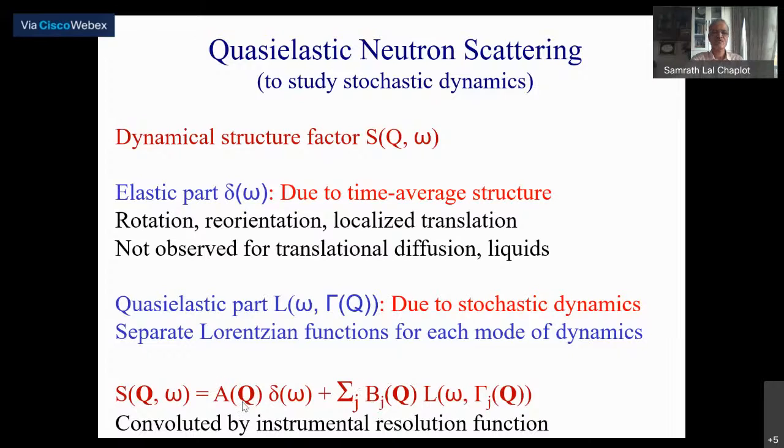So the fit will give you the coefficient of the elastic scattering. It will give you the half width at half maximum of the Lorentzian function, and also its corresponding amplitude. And there could be several Lorentzian functions. It depends on the kind of dynamics involved. Okay, so.